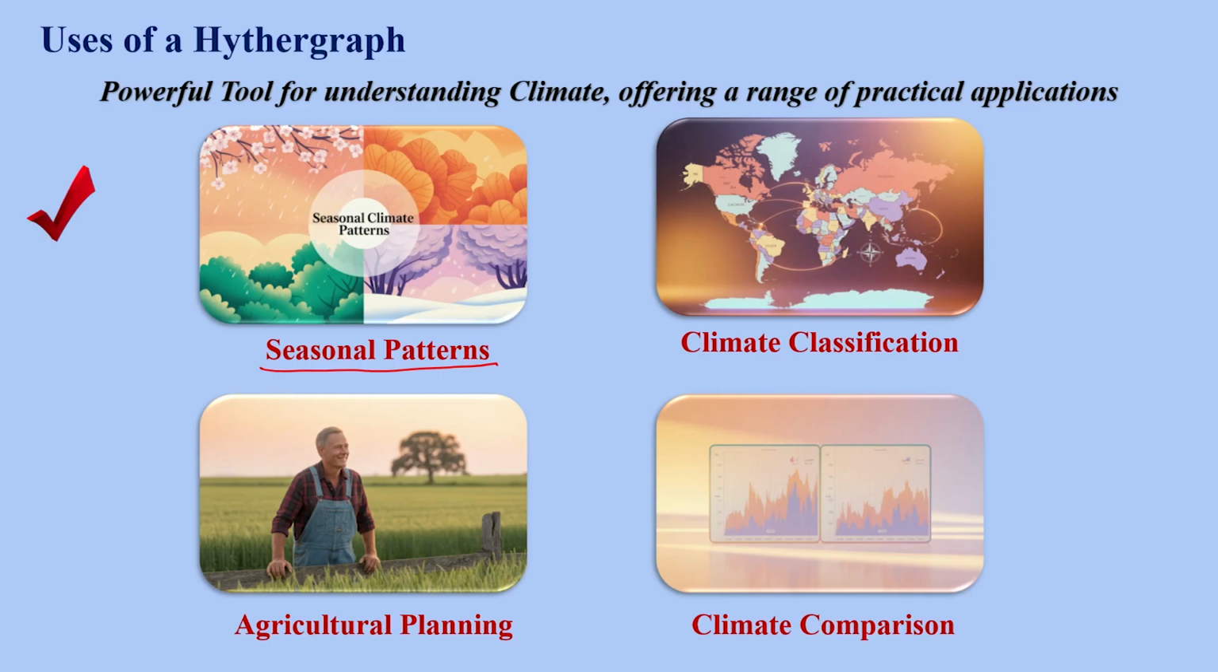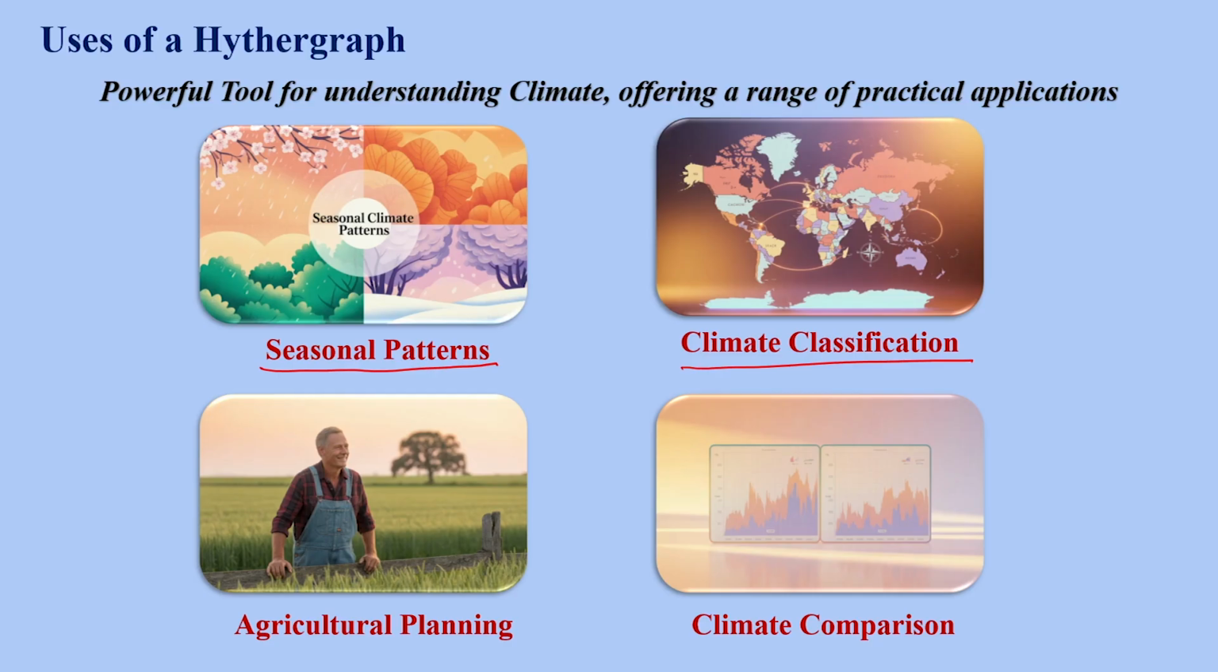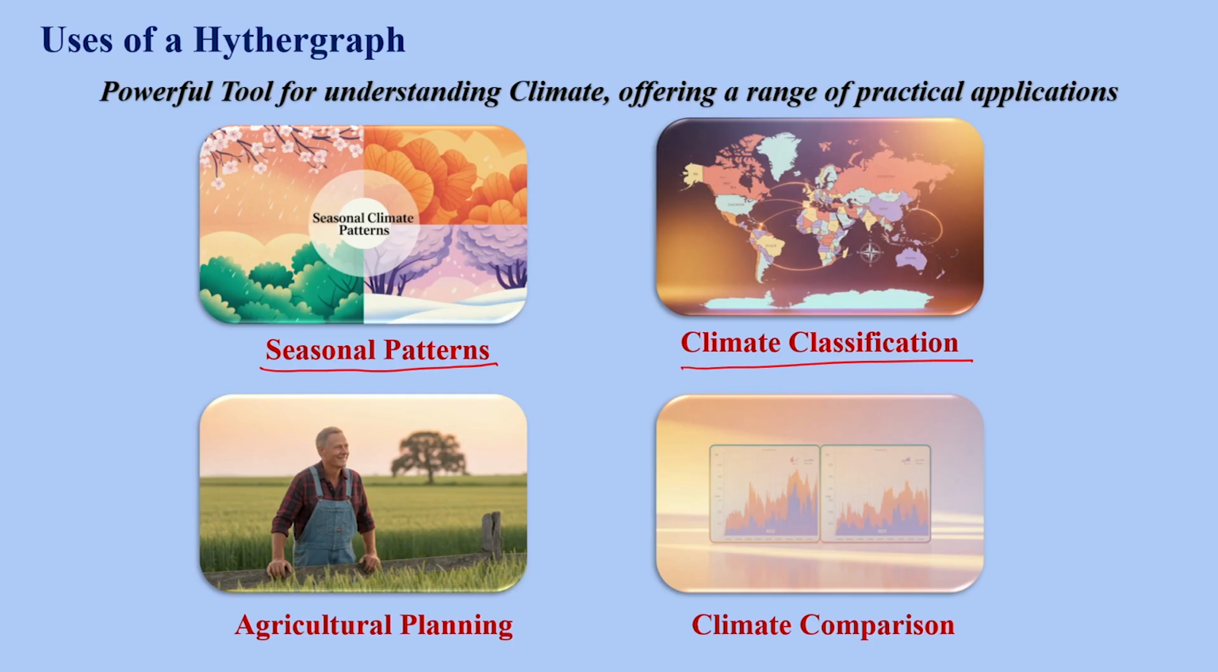The second one is climate classification. When we see Hythergraphs of various locations across the globe, we can learn what the climate is at a specific location. Suppose we have two or three places in different regions. In India we have a different climate, Europe has a different climate, or African countries have a different climate. So, by seeing the Hythergraph we can understand their climate characteristics.